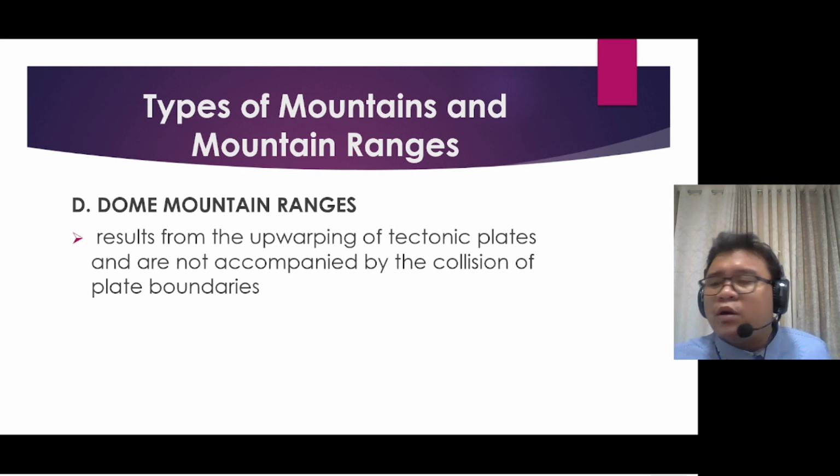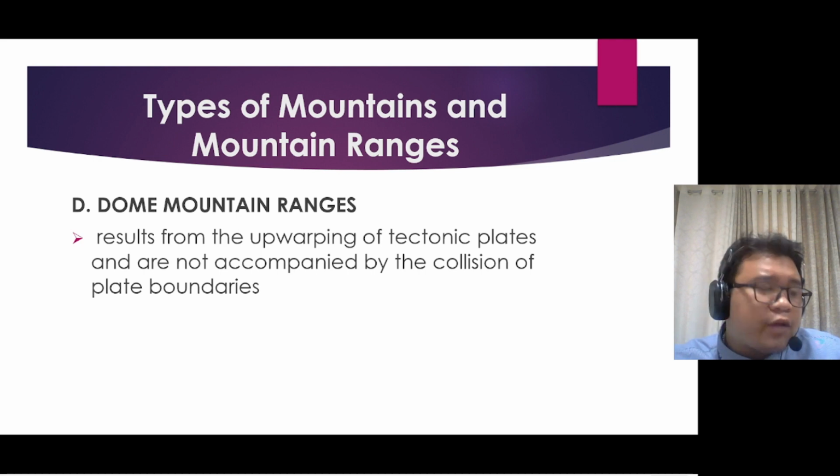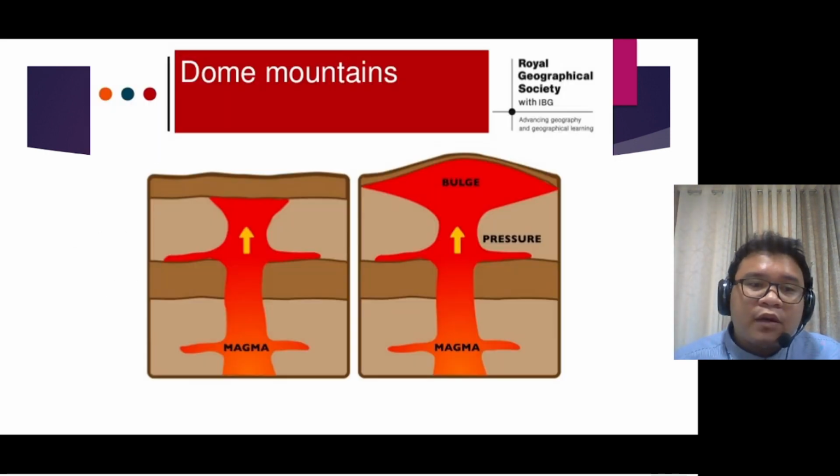We also have what we call the Dome Mountain Range. Now, the Dome Mountain Range results from the upwarping of tectonic plates and is not accompanied by the collision of plate boundaries. Meaning to say, it doesn't result from the movement of the plate, but instead because of the upwarping effect caused by the movement of the magma and the pressure that it exerts towards the Earth's crust. So that's how a dome mountain is formed.